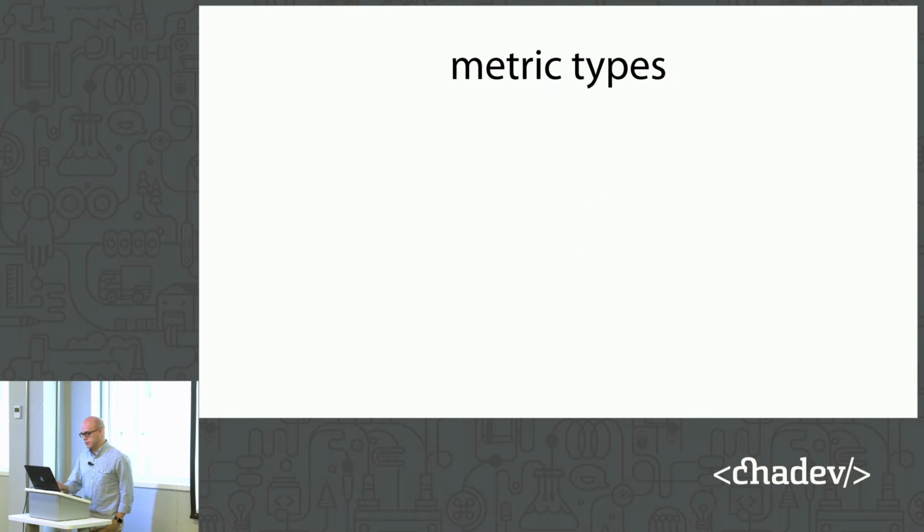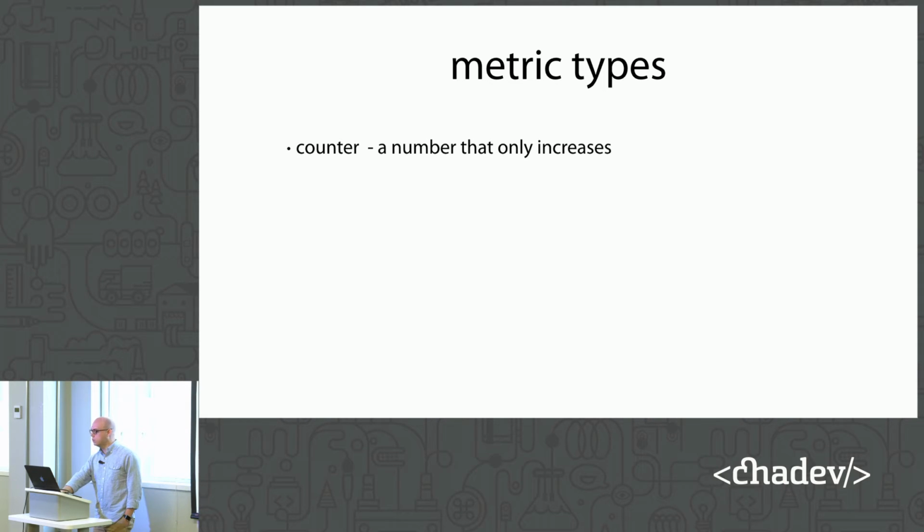So let's talk about those data points for a second. There are 4 metric types that Prometheus uses. The first is a counter, and this is a number that only ever increases for that service, and that doesn't persist across restarts. This is probably the most useful type of information because between scrapes, you can actually visualize what is changing.